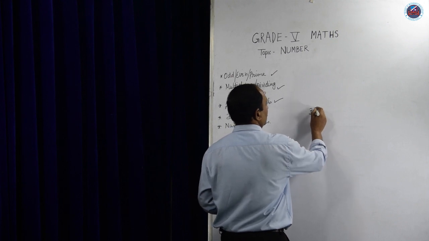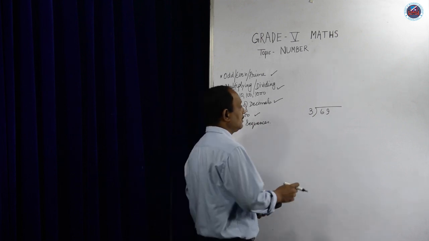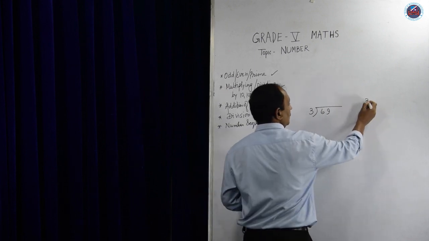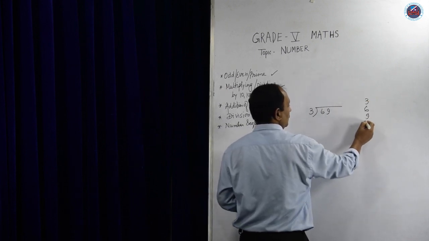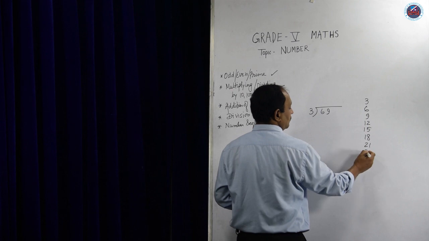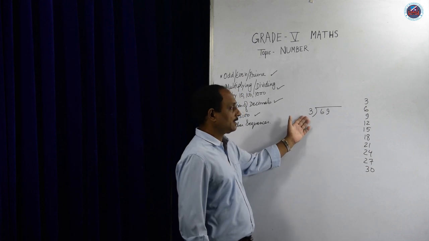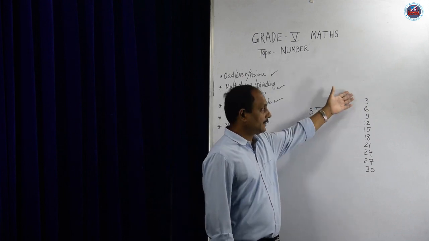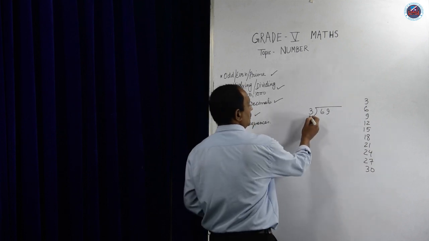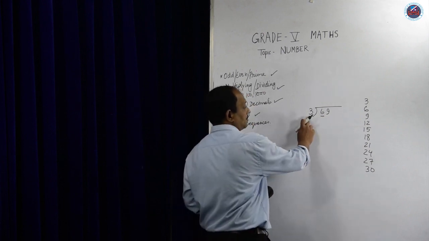Suppose 3 dividing 69. How will you divide? If you don't know how to divide, write down the table first. 3 1s are 3, 3 2s are 6, 3 3s are 9, 3 4s are 12, 3 5s are 15, 3 6s are 18, 3 7s are 21, 3 8s are 24, 3 9s are 27, 3 10s are 30. Whatever number is there, go in a simple way, write down the table first. Then you mark. This is the one digit mark. Mark one digit. Here is 3, here is 6.